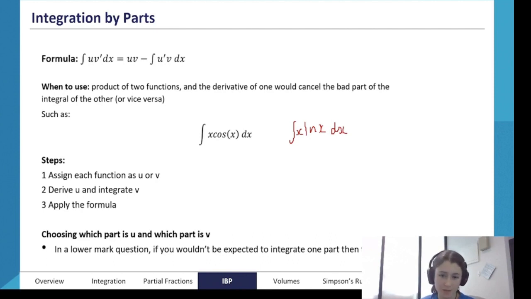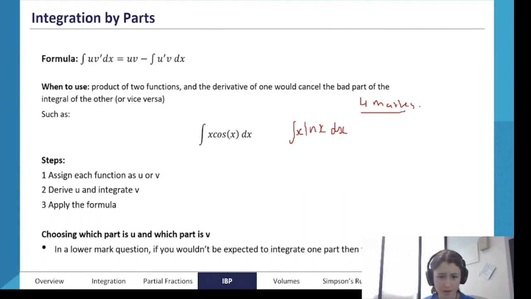This is a more complex example, but say you're picking which function is going to be u and which one is going to be v. Straight off the bat, if this was only worth like 4 marks, you know it's probably going to be a little bit of an easy way out, right? It's not going to be a massive question.